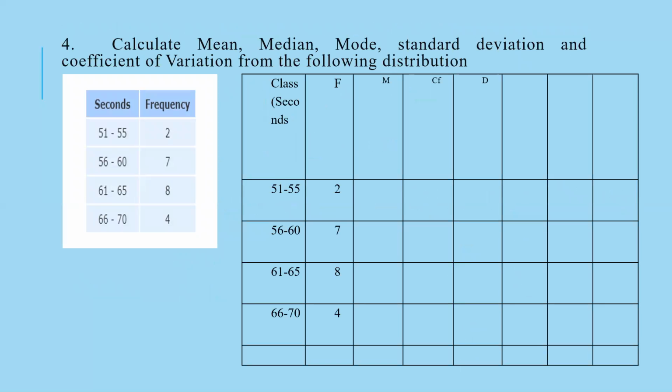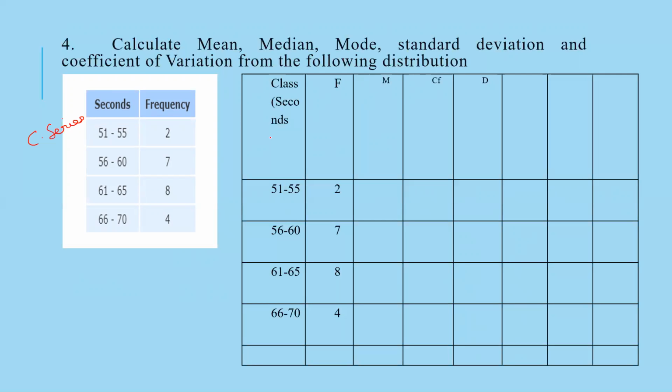Now let's go to the fourth sum. In the case of the fourth sum, you're again asked to calculate mean, median, mode, standard deviation, as well as the coefficient of variation for the following frequency distribution. We see that the distribution given is a continuous series, so we need to use the formulas with respect to continuous series. Now let's calculate the relevant table values for calculating mean, median, mode, standard deviation, and so on.